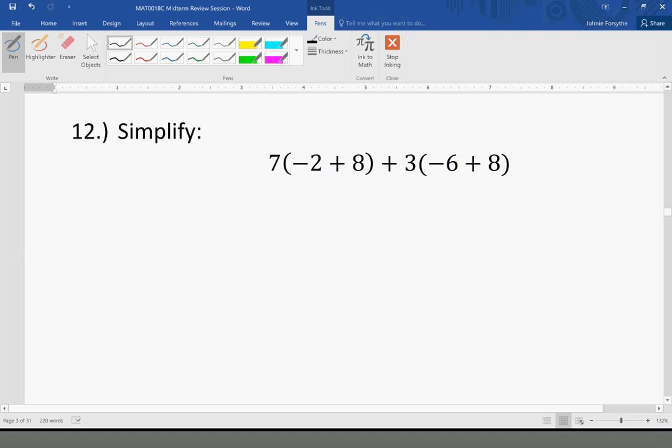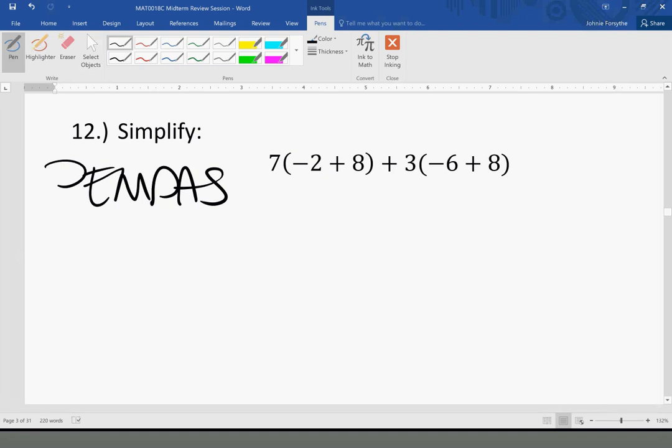Okay, number 12. So another simplify. It's going to be a lot of these on your midterm. Again, this is very similar to your midterm exam. So take the time to practice that review multiple times so you can get more familiar with what to expect on your midterm. All right, so we're going to work in our grouping symbols or parentheses first.